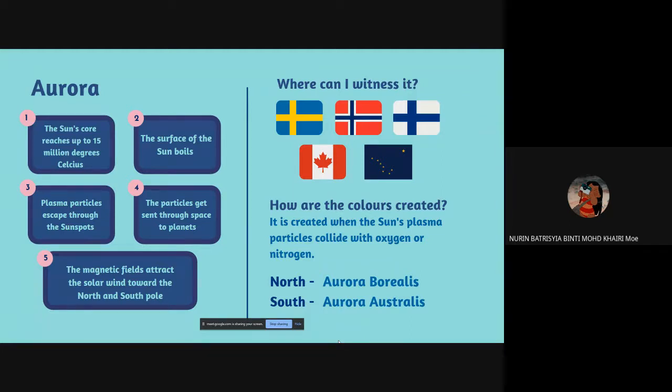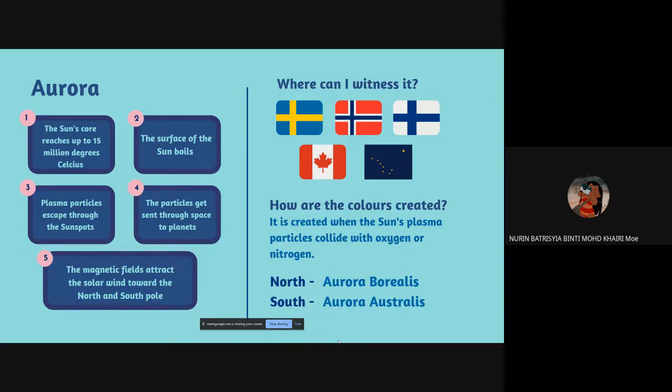So when you see aurora in the north, it is known as aurora borealis, but when you see it in the south, it's called aurora australis. But people usually witness aurora borealis because Antarctica is not easily accessible to most people. So here are some of the North Pole countries where you can visit to watch aurora firsthand. We've got Sweden, Norway, Finland, Northern Canada, and Northern Alaska.